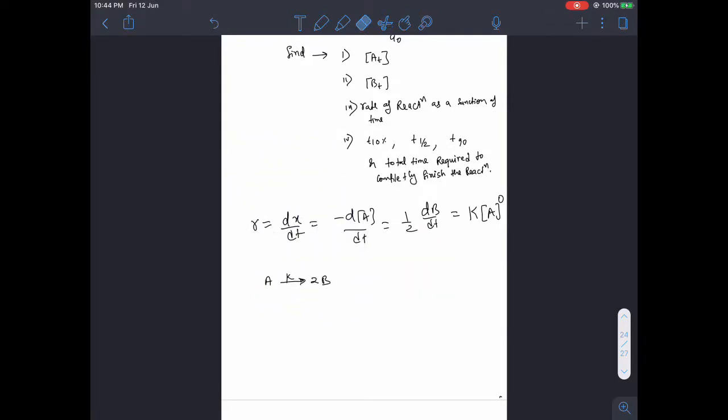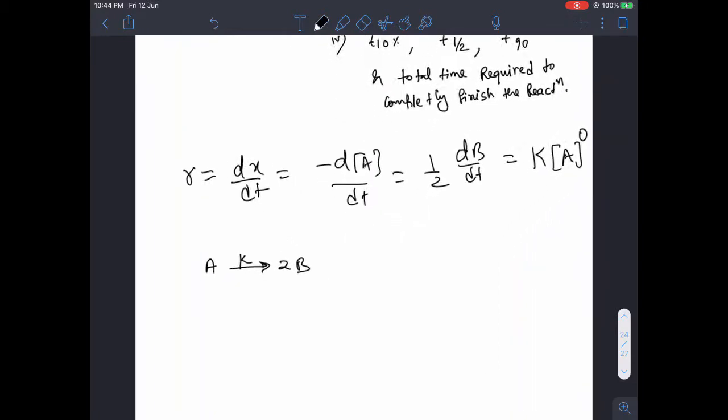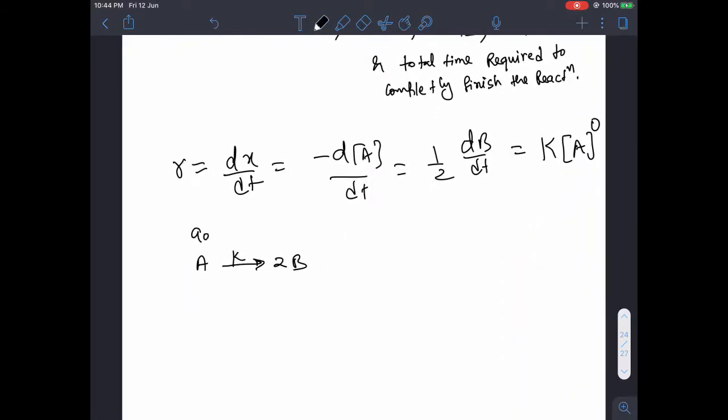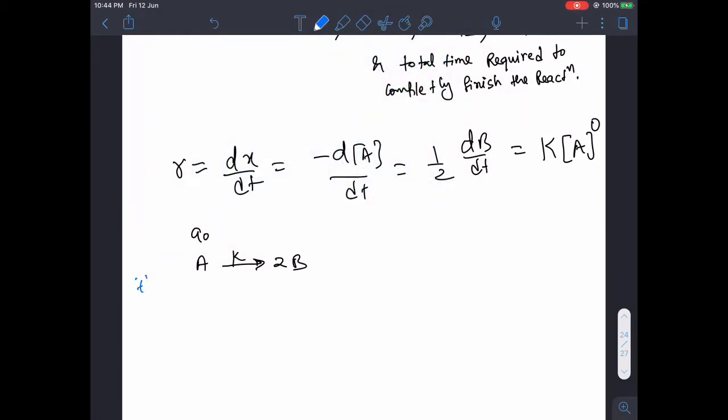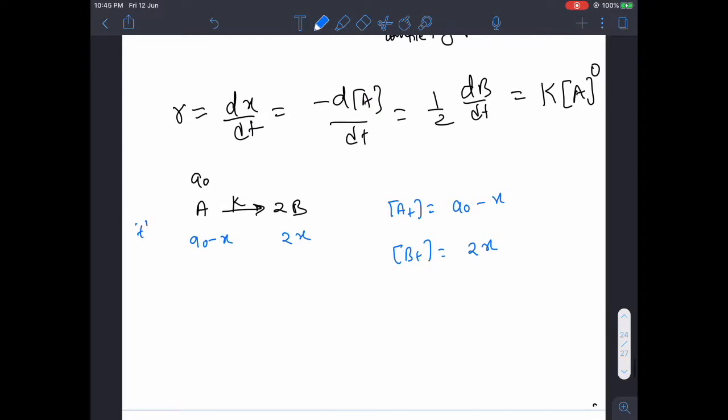For this reaction, initially what was the concentration of A? A naught. What is the concentration at time t? At general time t, x molecule of A will react. So, how much A will be left? A naught minus x. And B will be 2x. So, can I say here that A at time t as a function of x will be A naught minus x, B will be 2x. If anyhow I get x as a function of time, my thing will be over.